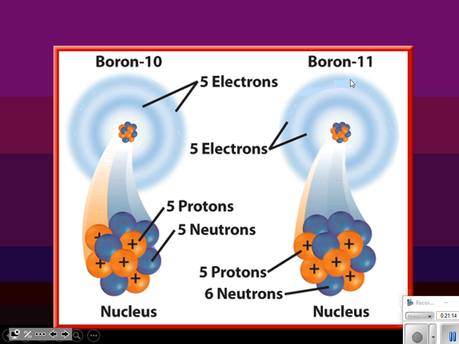If I look at boron 11, what's 11 minus 5? 6. So that tells me on boron 11 that it has 6 neutrons. So the difference between boron 10 and boron 11 is that it has added 1 neutron, and they are what we call isotopes of boron.